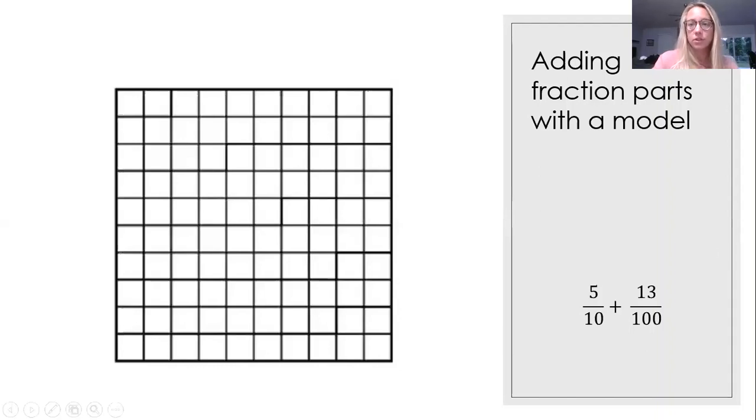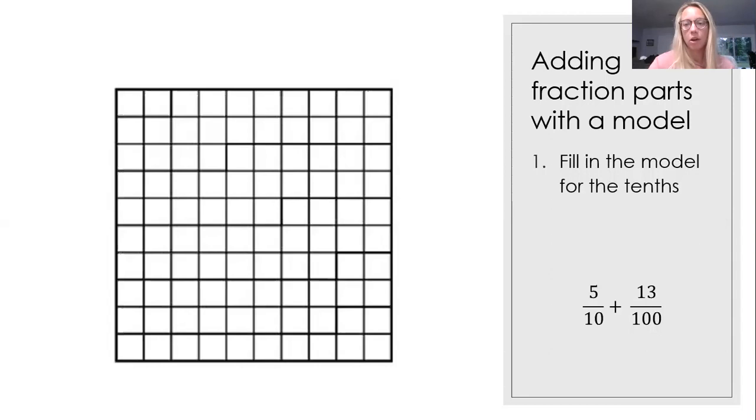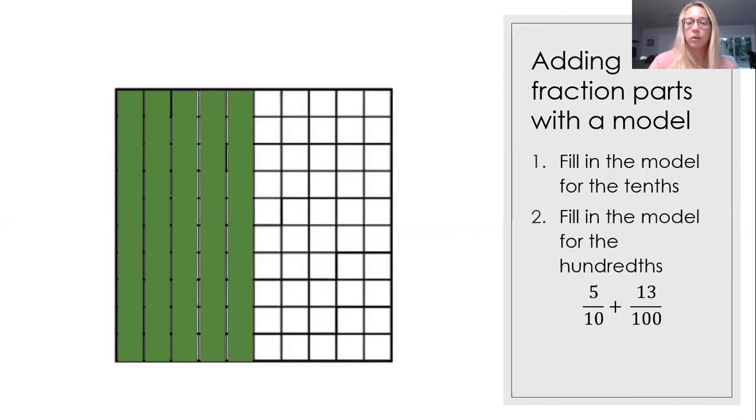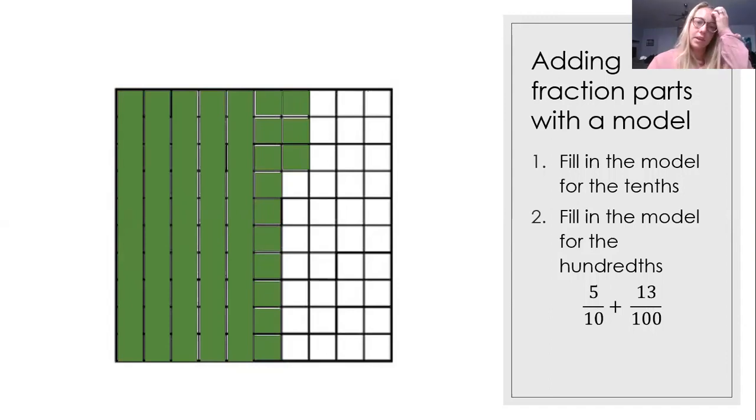So there is a way you can do this with modeling instead of doing equivalent fractions. So we're going to be adding the fraction parts with a model to get our whole. Well, it won't be a whole, it will still be a fraction. Step 1, fill in the model for the tenths. So I had 5/10, so I filled in 5 blocks. Step 2 is fill in the model for the hundredths. I have 13 hundredths. 1, 2, 3, 4, 5, 6, 7, 8, 9, 10, 11, 12, 13. Now if I counted these up, I would get my answer.